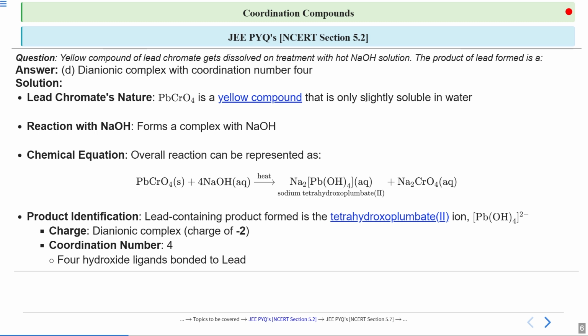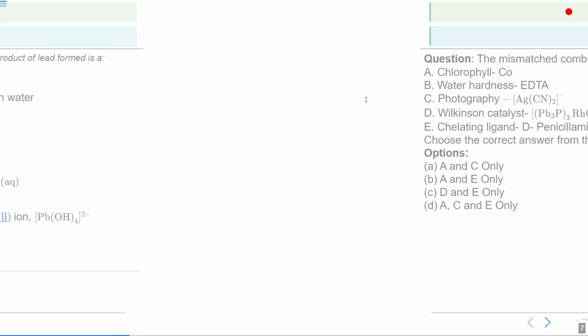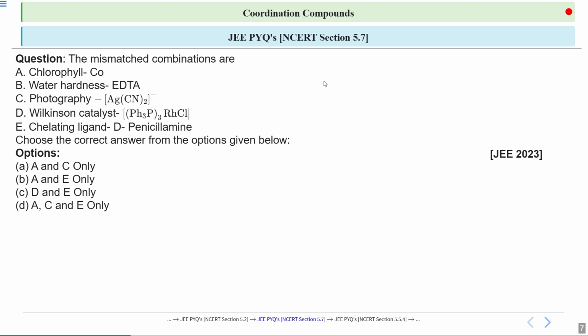Let's move to our next question. This is a JEE PYQ and it is covering the NCERT section 5.7. Question is, the mismatched combinations are. We are given some combinations from A to E.